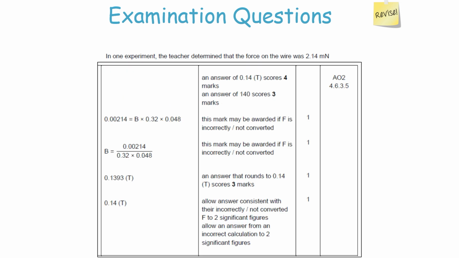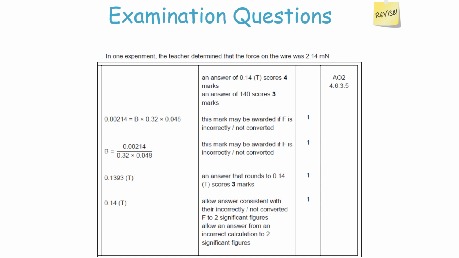So we can just put the numbers into the equation. So we say 0.00214 equals B times by 0.32 times by 0.048. We then rearrange it to make B the subject. So B is equal to 0.00214 divided by 0.32 times by 0.048. Therefore, we get an answer of 0.1393.